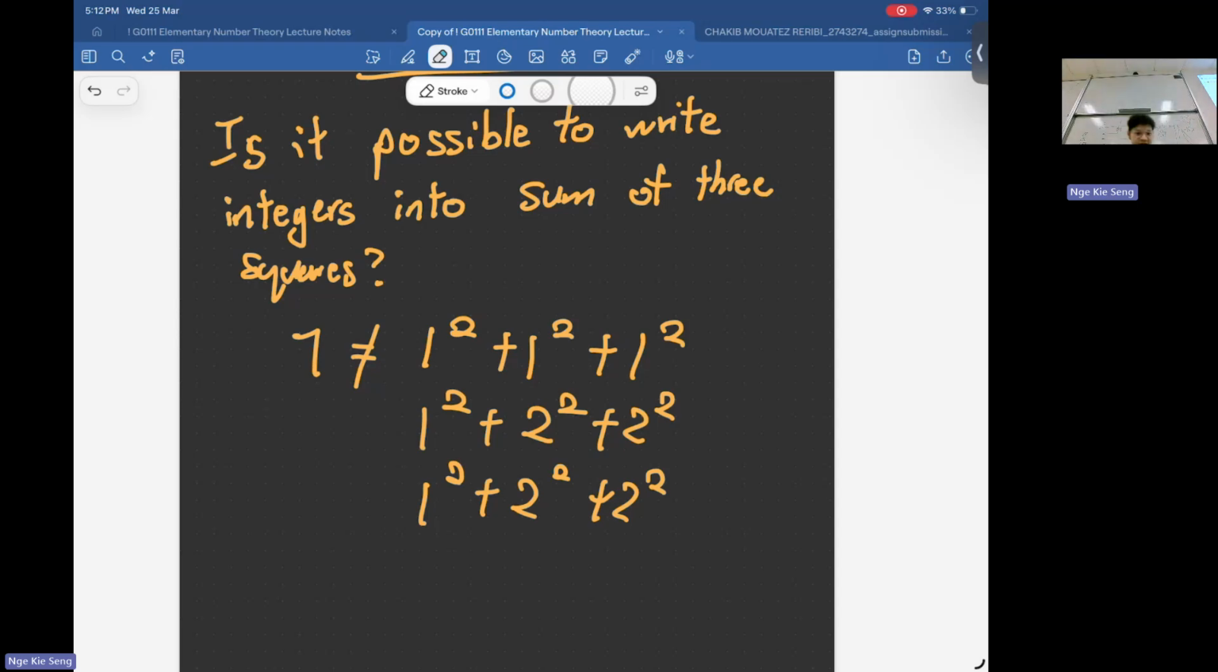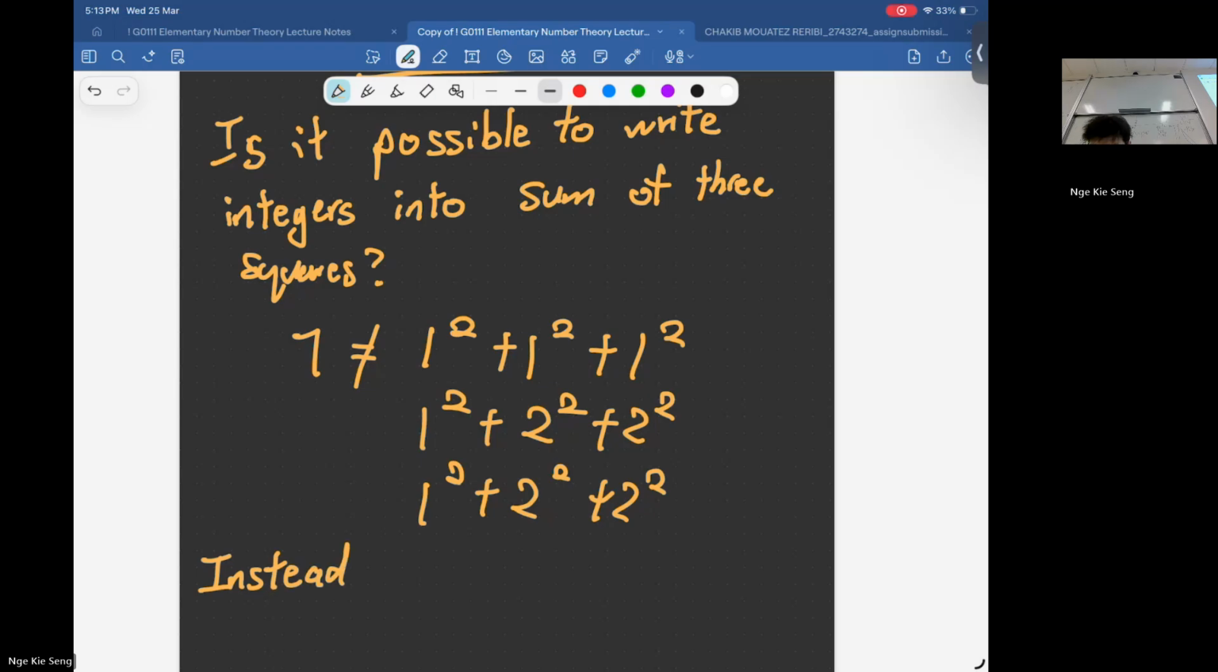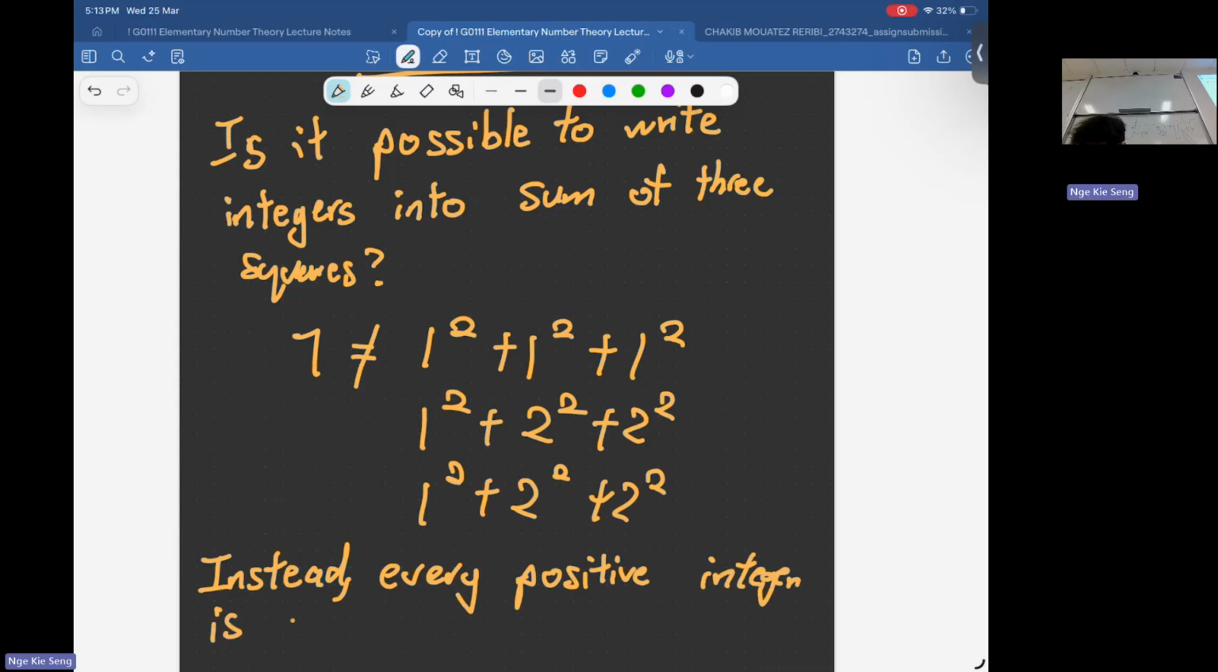Okay, so let's continue on this. All right, so in this subsection we will try to prove that every positive integer can be written as a sum of 4 squares.